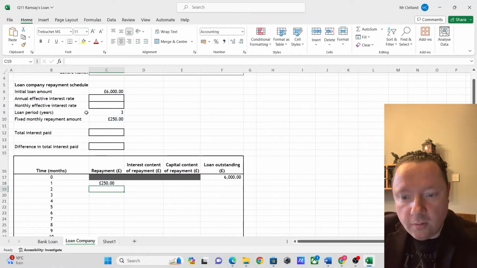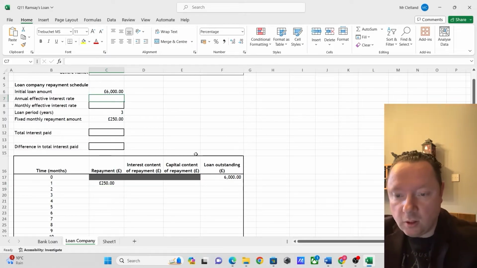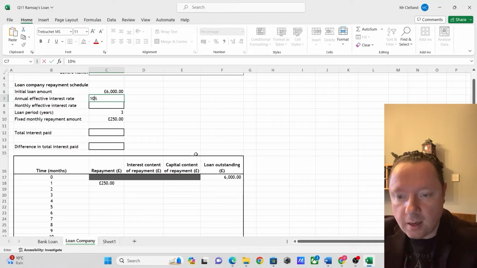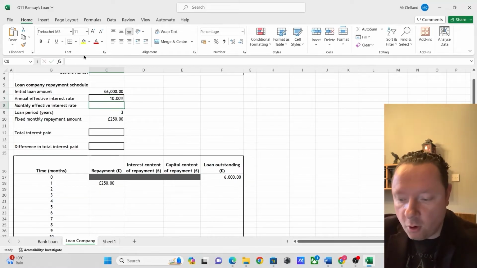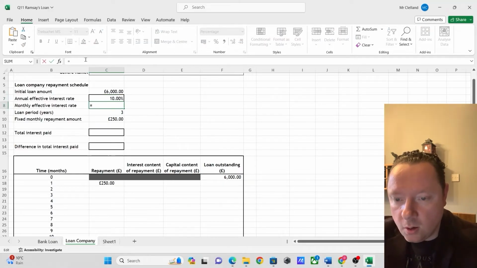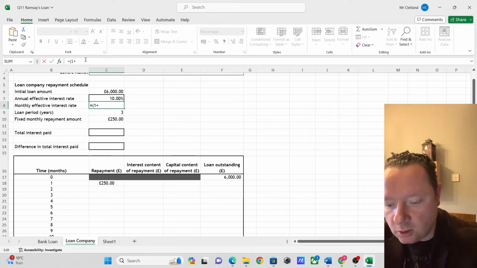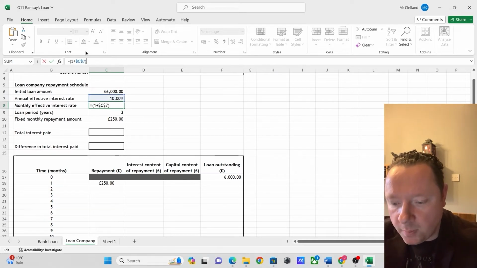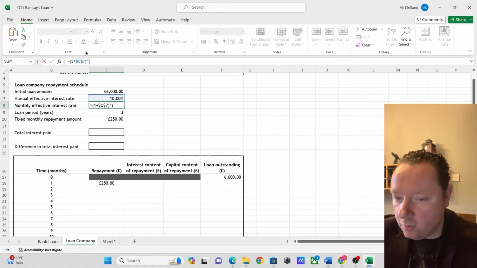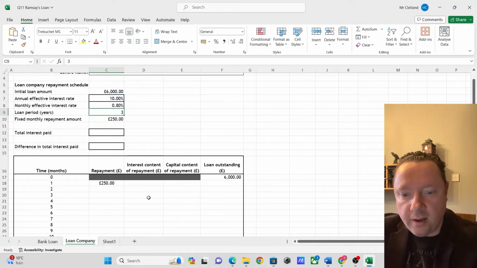Now, annual effective interest rate, since we don't know it, we might as well just make it up. So I'm just going to say 10. And then the monthly interest rate is going to be the formula as normal, equals 1 plus $C$7 to the power of 1 over 12, take away 1. So there's our interest there.